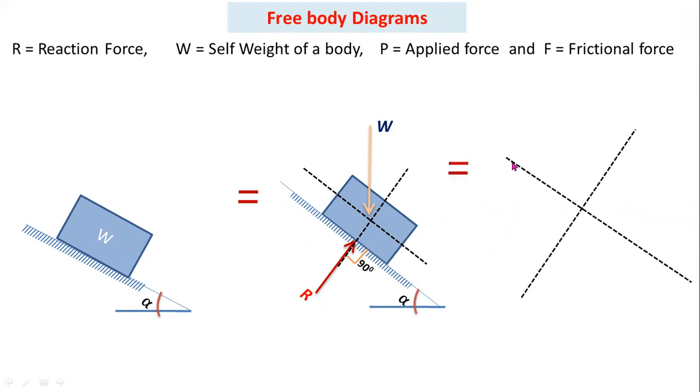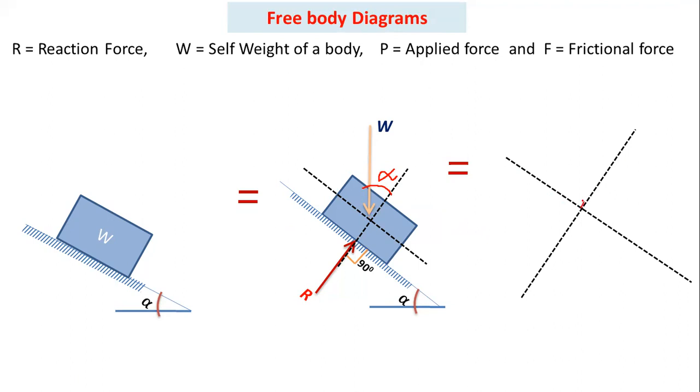Now this is a parallel axis, this is a normal axis. This is parallel to the plane, this is normal to the inclined plane. Now you have to convert this self weight W into two components, along the plane and normal to the plane. Also this self weight makes an angle alpha with respect to this normal axis.